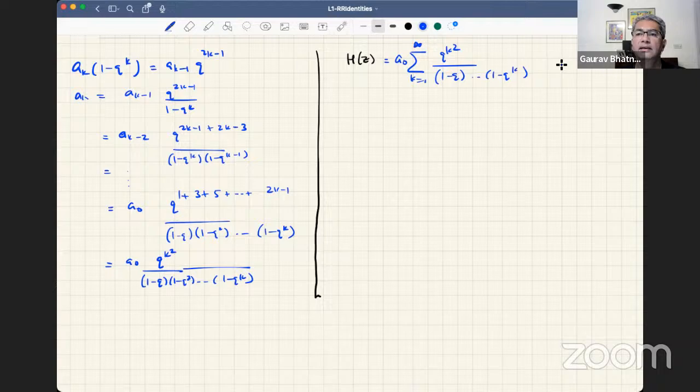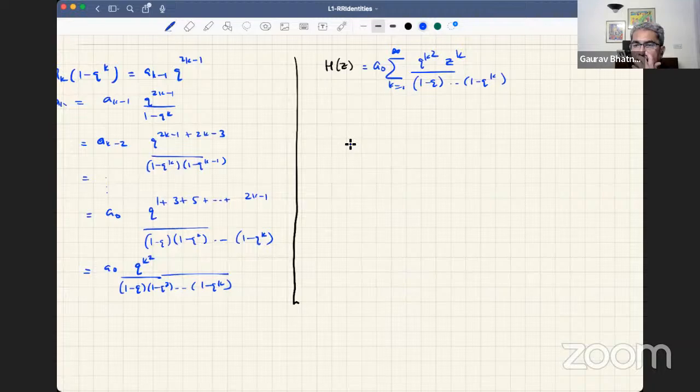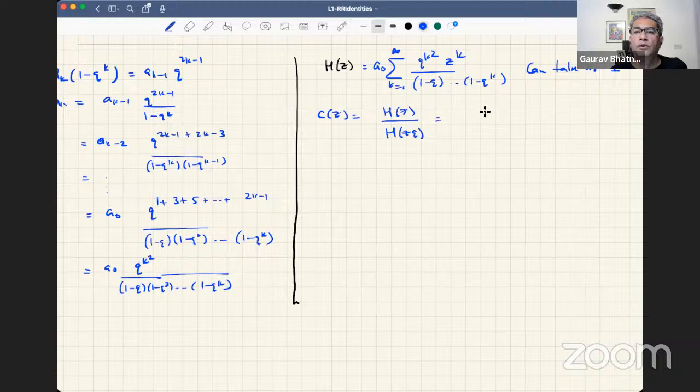So we can take z raised per k. And what we had was, so we can take, first of all, let's take, I mean, looking at the original continued fraction, this anyway will cancel. But what we were really interested in was C of z. What was our C of z? This was h of z over h of qz. So what it is, sum k equal to 0 to infinity, q raised per k squared, z raised per k, or rather the original one.